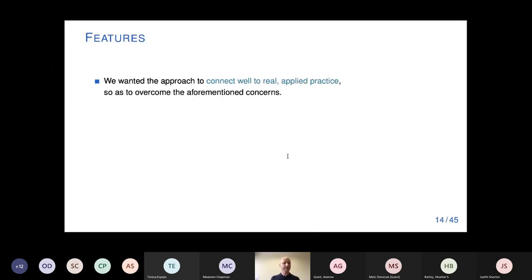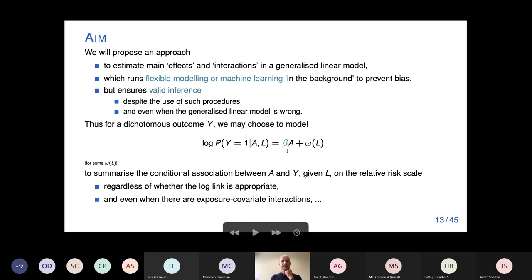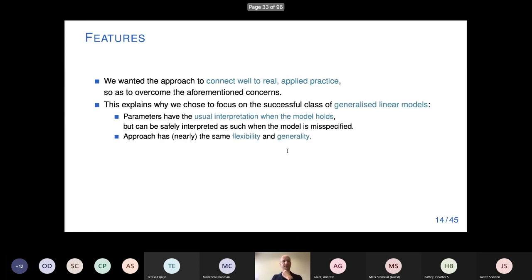We wanted the approach to have a couple of features. We wanted it to connect really well to applied practice so that we can overcome the aforementioned concerns, like we did not want to dichotomize exposures necessarily just to fit in the framework. This is why we've chosen to work with the successful class of generalized linear models that people are very familiar with. So the parameters that we will estimate will have the usual interpretation when the specified GLM holds. But when the model is misspecified, they can still be safely interpreted in the usual way. So we've designed the approach such that even when the model is wrong, this log relative risk interpretation, for instance, is still meaningful. And again, I'll clarify this in a moment.